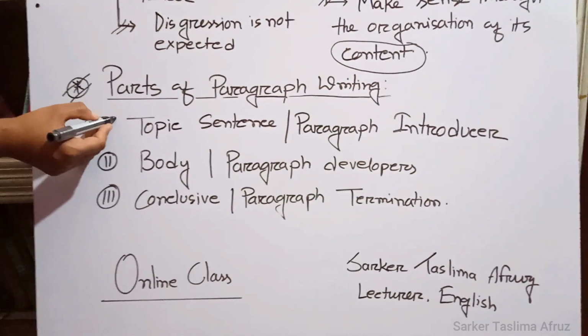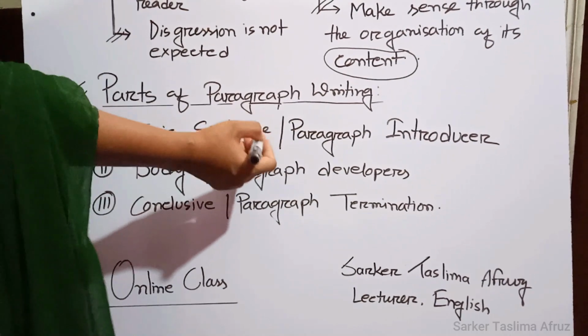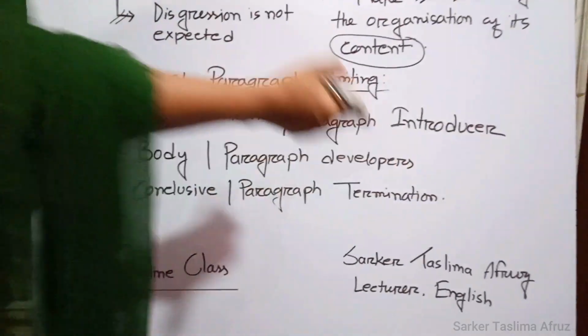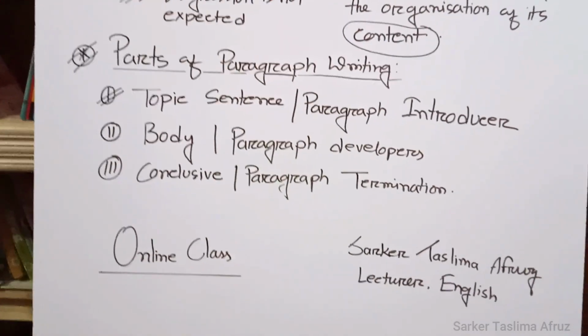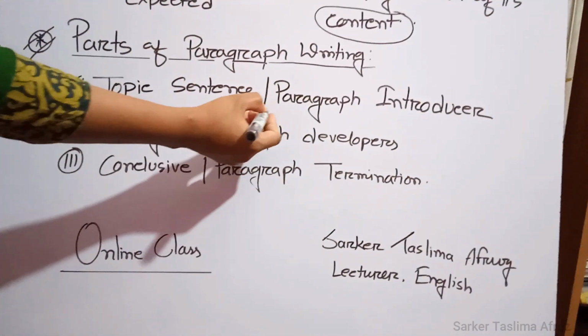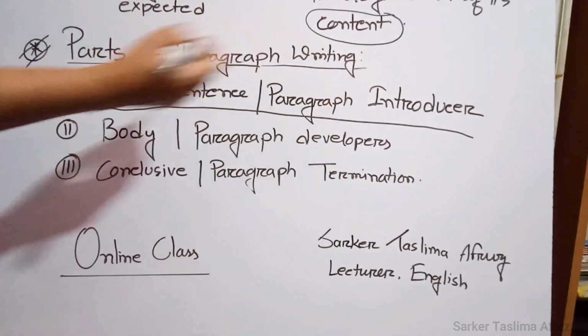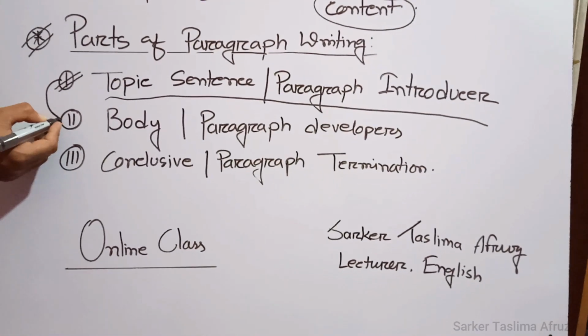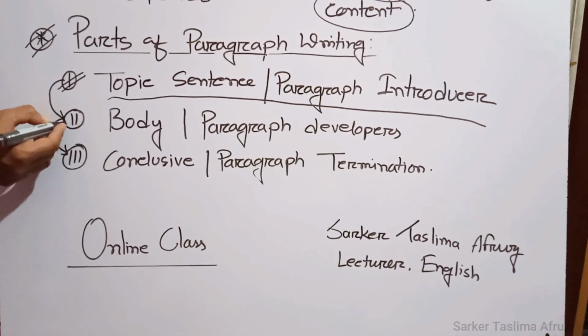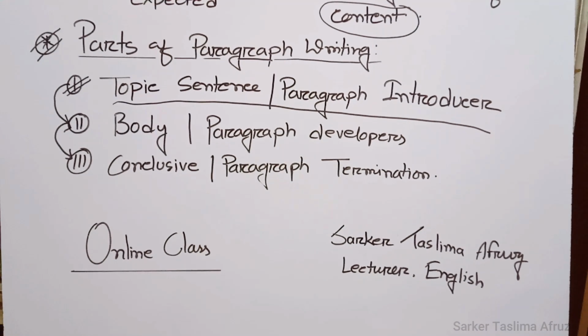At first, you have to find out the topic sentence, which is called the paragraph introducer. That means your title, your subject, what the topic of the paragraph will be. So in this case, you have to be very careful. These things will be related to these two topics. So the paragraph introducer is very important.